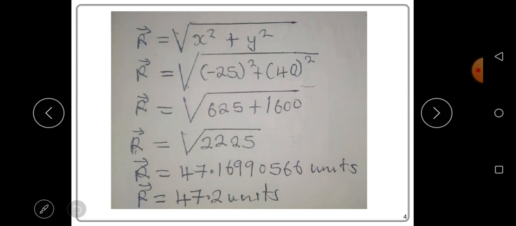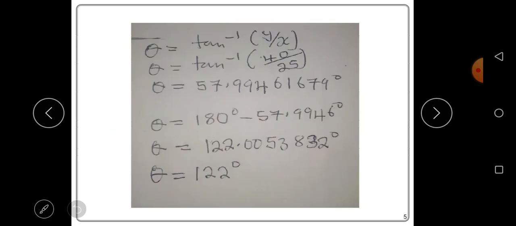It is also important that we look at the direction. To find the direction of the vector, you use the equation theta is equal to tan inverse of y over x. These are just the components of the vector. The y component of the vector was 40, we substitute, then the x component of the vector was 25. So we have substituted.